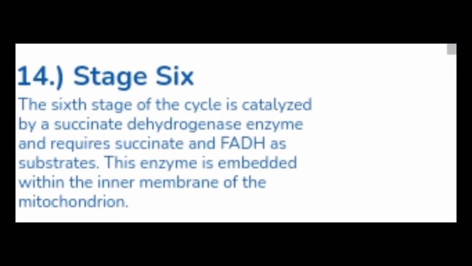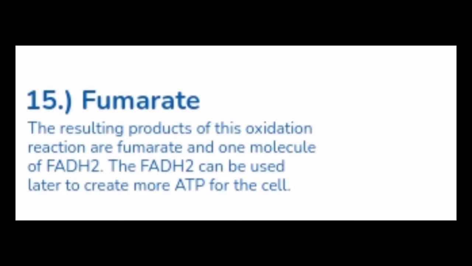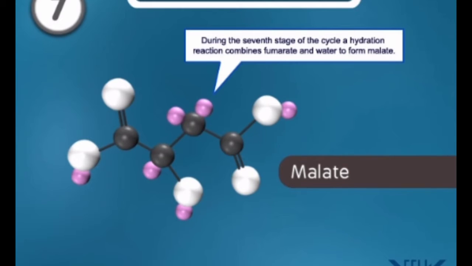The 6th stage of the cycle is catalyzed by succinate dehydrogenase enzymes and requires succinate and FAD as substrates. This enzyme is embedded within the membrane of the mitochondrion. Fumarate. The resulting products of this oxidation reaction are fumarate and 1 molecule of FADH2. The FADH2 can be used later to create more ATP for the cell.